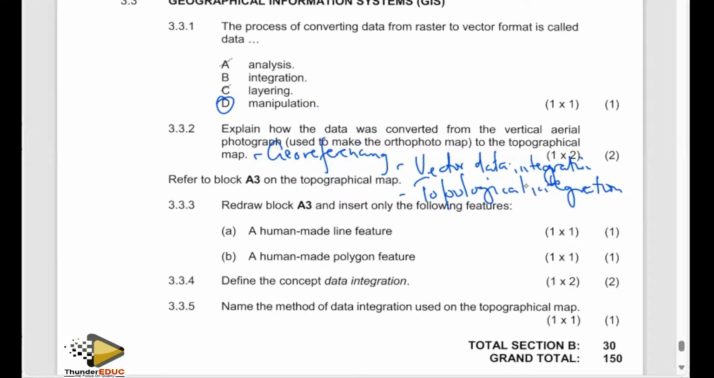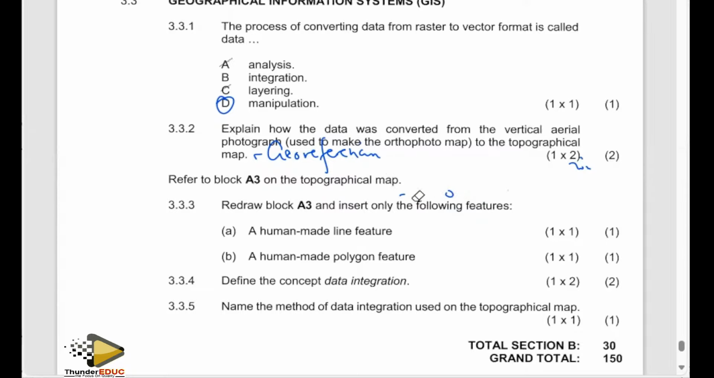Those are some of the methods that can be used to transpose that data, to change it, to manipulate it to another form, coming from an aerial view photograph, which is the orthophoto, to convert it to a topographical map. Or you can also use what we call data correlation. Right, those are some of the techniques that can be used to ultimately transpose the data or to change it from one format to another. Right, moving on to the next question.